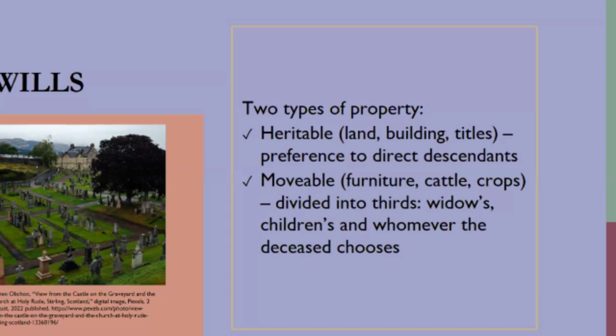The widow would get a third. The children would get a third. So if he had 8 children, they divide that third up among the 8 children. And then whoever the person who wrote the will wanted the third piece to be. So if it was the bartender at the local tavern, he could give him a third of his. It didn't matter. It could be his best friend. It could be he gave it to a particular child. It just depended on the whim of the person writing the will.